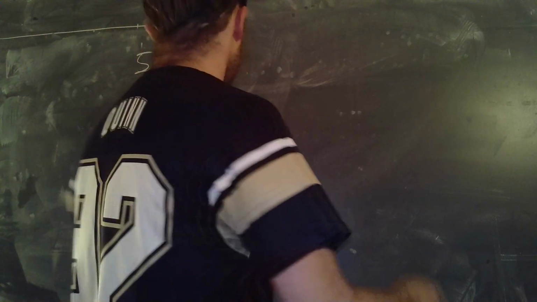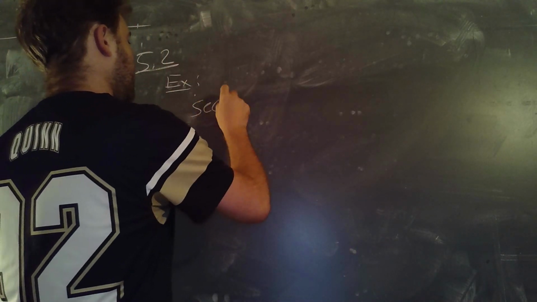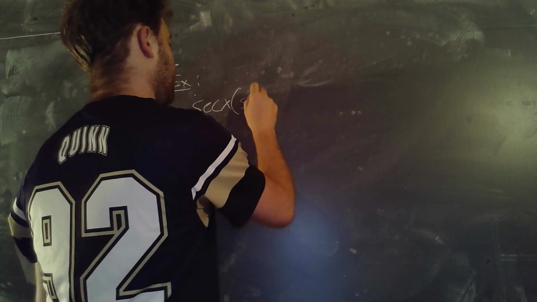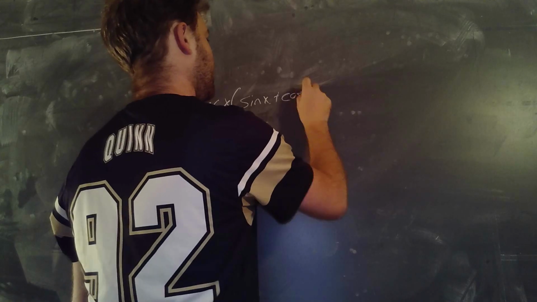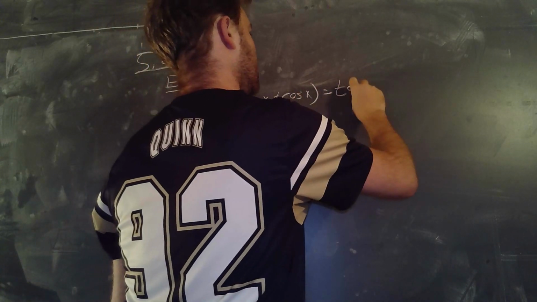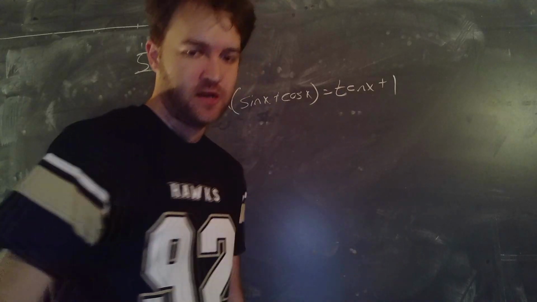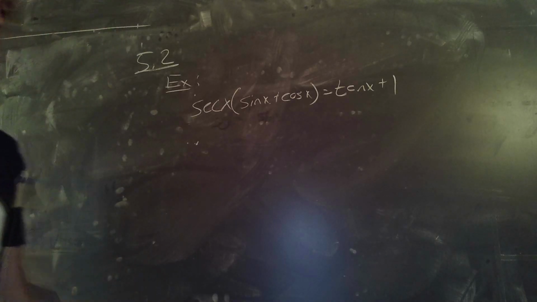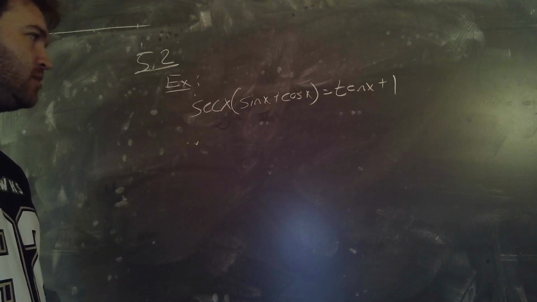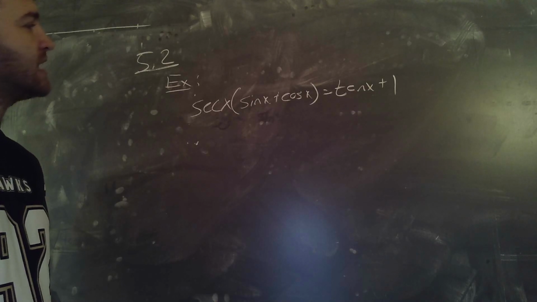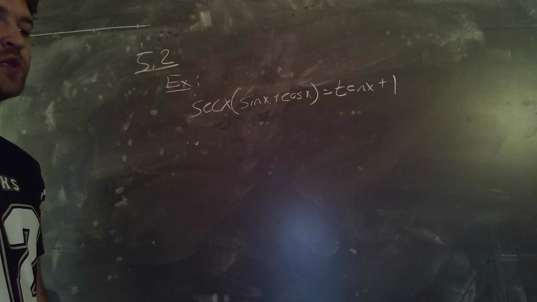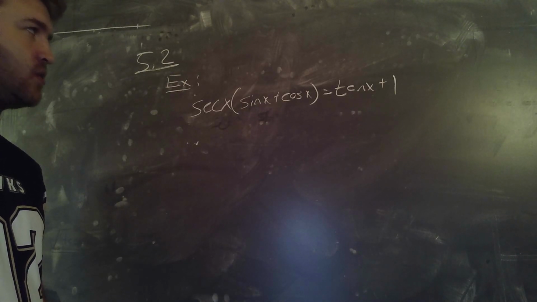So to begin with, we're going to be verifying the identity that secant x times the sine of x plus cosine of x is equal to the tangent of x plus 1. So with any trigonometric identity verification problem, what we'd like to do is try to work, if possible, with only one side of the equation.